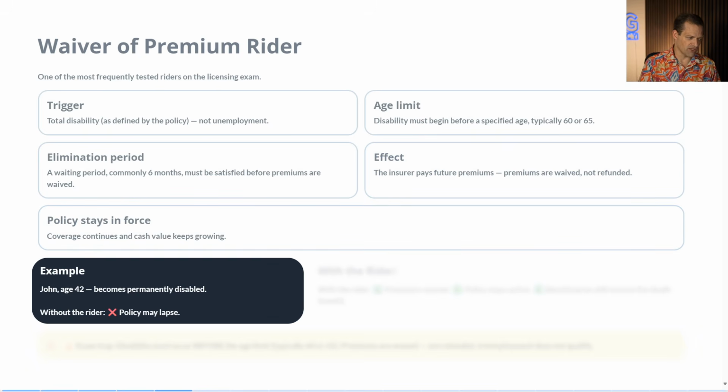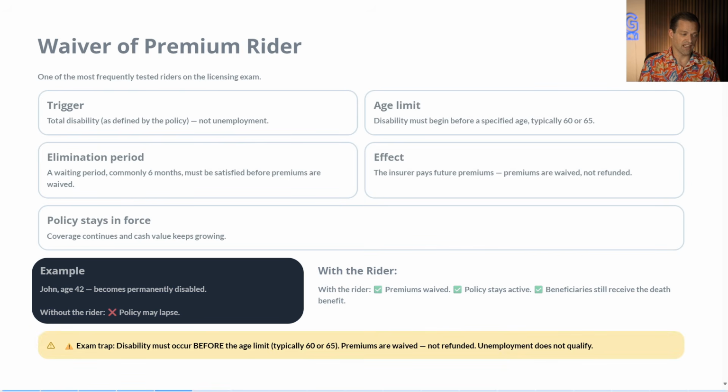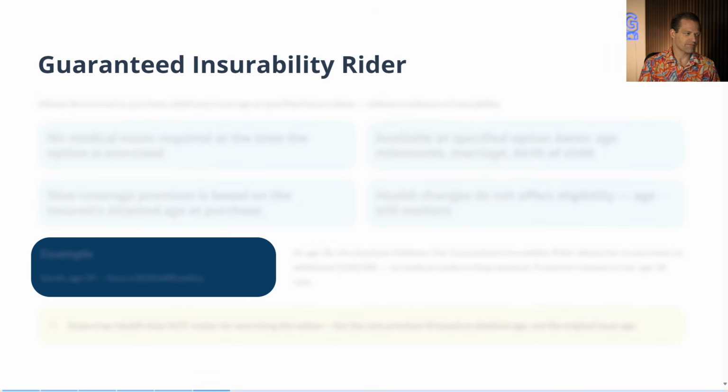So for example, John becomes permanently disabled. If there's no rider, the policy lapses, but with it, premiums are waived, the policy stays active, and the beneficiary still receives the death benefit if the policy stays in force, according to the policy provisions. So understand disability must occur before the age limit, and the premiums are waived, not refunded. Being unemployed doesn't qualify.